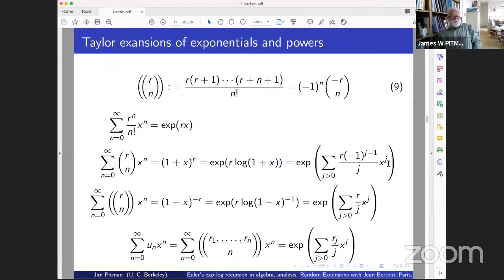Okay, so just to put many familiar Taylor expansions in this framework, this is Stanley's notation for R multichoose n. For R a positive integer, it's the number of multisets of size n of a set of R elements. It's a rising factorial normalized by n factorial. This is actually a binomial coefficient if R is a positive integer, and in general it's (-1)^n times an ordinary binomial coefficient, with the usual convention of polynomial continuation of binomial coefficients.